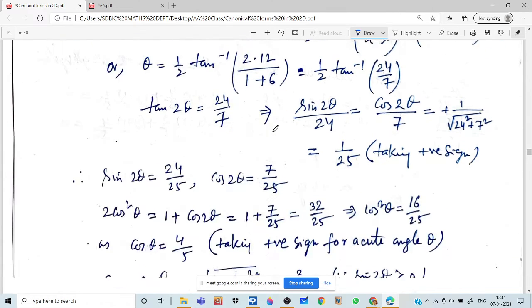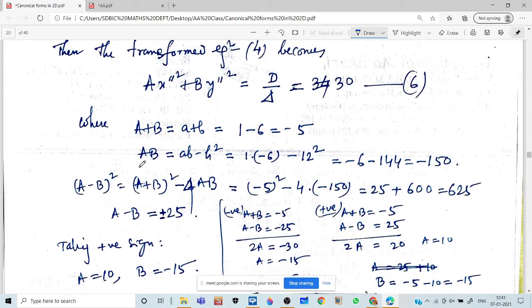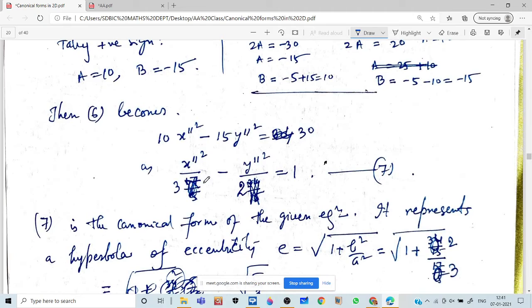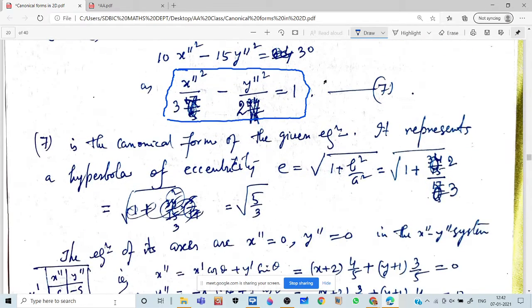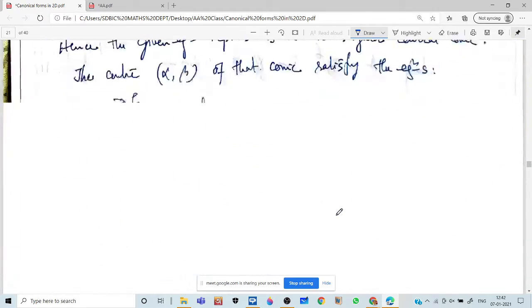So you get the values of cos theta and sin theta, and putting these values in the formula A x double dash square plus B y double dash square is equal to D by delta, and simplifying, you get the result. This is the canonical form: x double dash square by 3 plus y double dash square by 2 equal to 1. This is the required canonical form, which represents a hyperbola. And hence the eccentricity and axis follow from this.